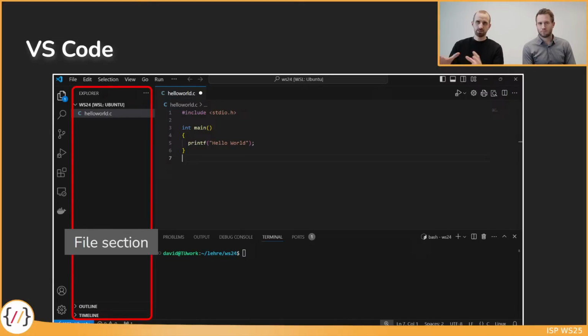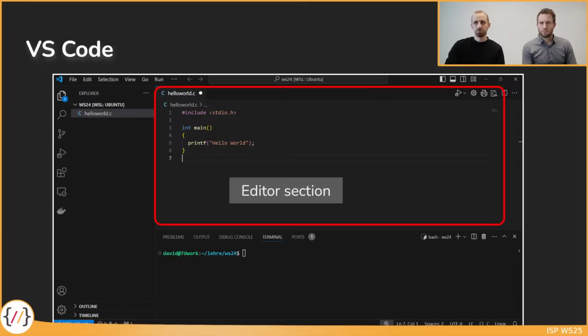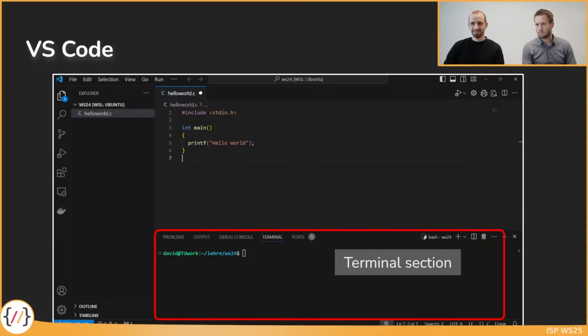And it's basically a program, as you can see here. It has a file section on the left. It has an editor section where you actually can write your code. In this case, the hello world is inside. And it has a terminal section. And this terminal section then means you can execute the program here, and you see the output of the program. That's very important.